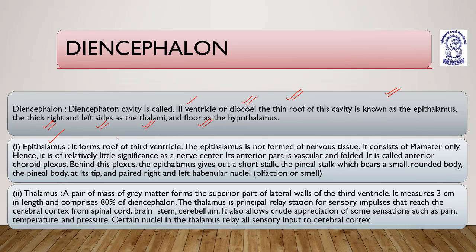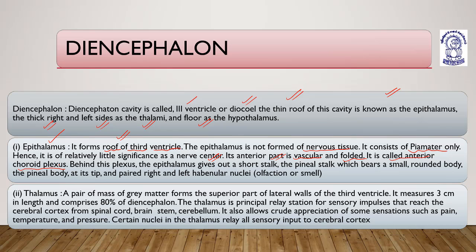Epithalamus forms the roof of the third ventricle. The epithalamus is not formed of nervous tissue. It consists of pia mater only, hence it is of relatively little significance as a nerve center. Its anterior part is vascular and folded, and it is called the anterior choroid plexus.